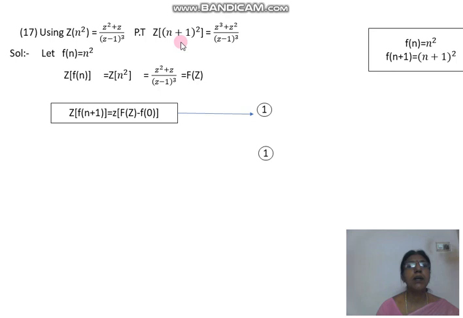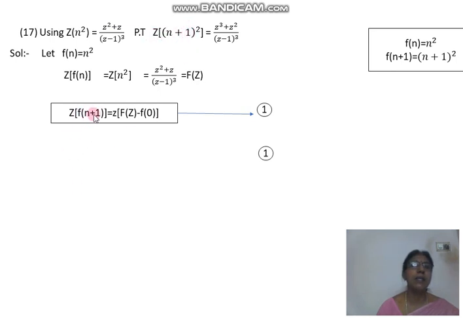Now you see, what is f(n) here? n². If f(n) is n², then what is (n + 1)²? If n² is f(n), in place of n we put n + 1. Now f(n + 1) is (n + 1)². Now we need Z{(n + 1)²}, which means Z{f(n + 1)}. What is our question? Find Z{(n + 1)²}, which means Z{f(n + 1)}.